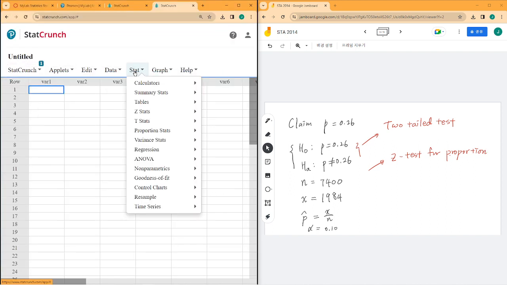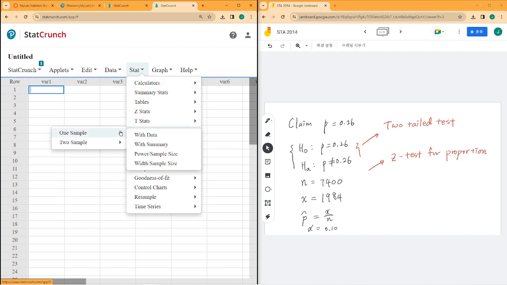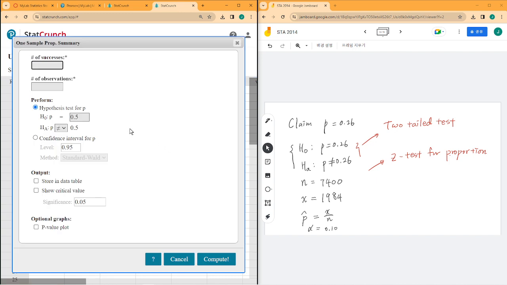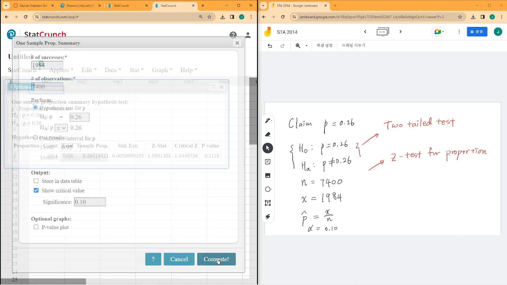In StatCrunch, we have the Stat tab, then Proportion Stats, One Sample, with Summary. Okay, the number of successes is X, which is 1,984, and the number of observations is the total sample size, which is 7,400. Then we want to test the hypothesis of 0.26, and we use the significance level of 0.10. Okay, this is all the setting we have, and then click Compute.